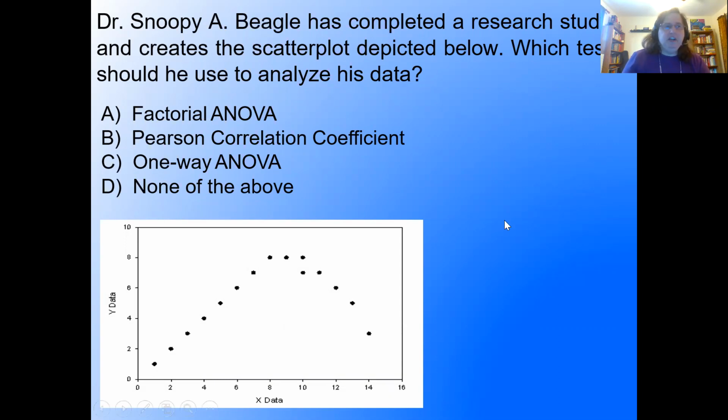Now, the reason it's D, none of the above, is first of all, we're looking for some kind of linear relationship here. We're using a scatter plot. The only one it could have really been was Pearson correlation coefficient, but this isn't a line, is it? It's more of a curve. And remember, neither Pearson nor regression nor any tool we have in our toolbox can be used to analyze this kind of scatter plot. When you've got a curve, we've got nothing to use.